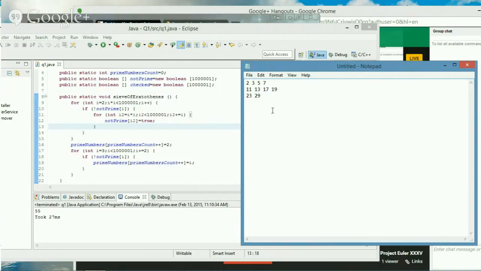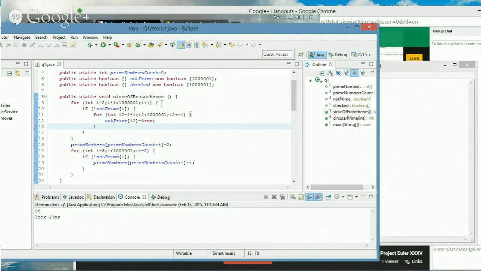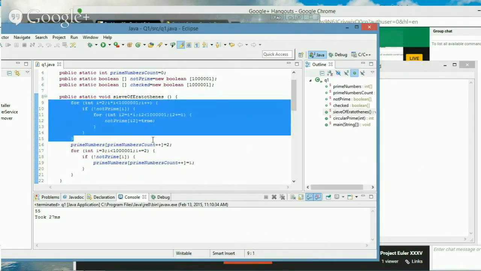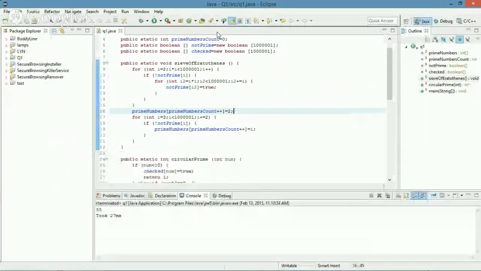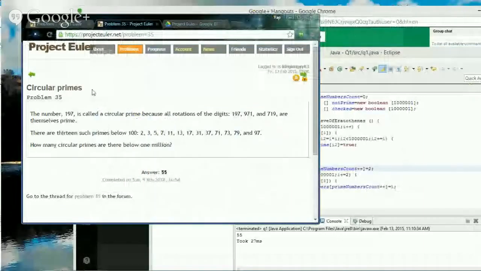So this operation we will do continuously until the square root of the total number that we want to find. So the code is here. Okay, after finding the prime numbers, we can add all the prime numbers into an array so that we can use a prime number to check for the condition that meets this solution, circular prime.